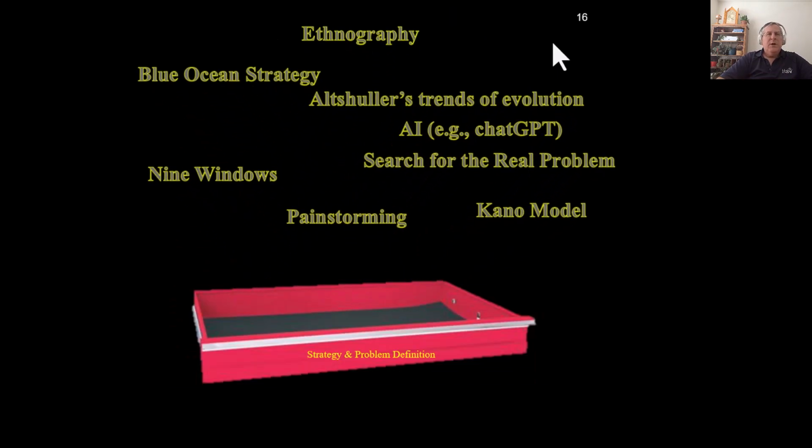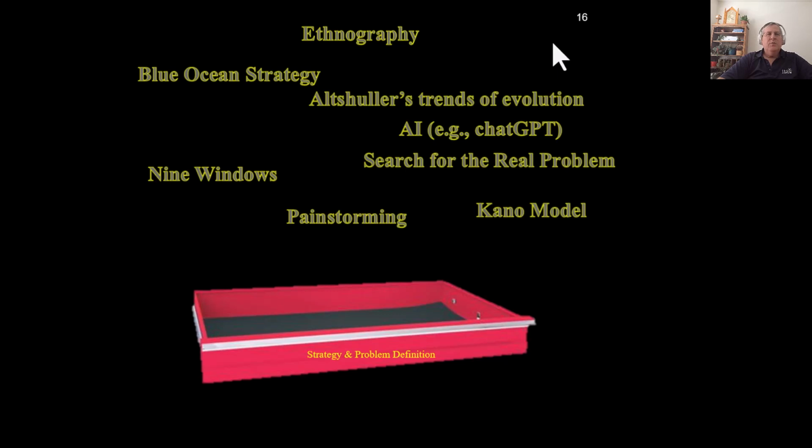So in the strategy and problem definition drawer, I put things like ethnography, blue ocean strategy, trends of technical system evolution, recently AI, things like ChatGPT, search for the real problem, which is really around problem definition, 9 windows, another trending tool similar to Altshuller's in that it's a trending tool, painstorming, kind of a play on the word brainstorming, looking for pain or opportunity, and the Kano model of customer satisfaction.